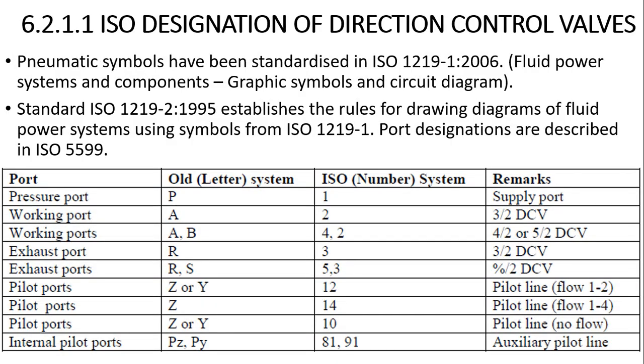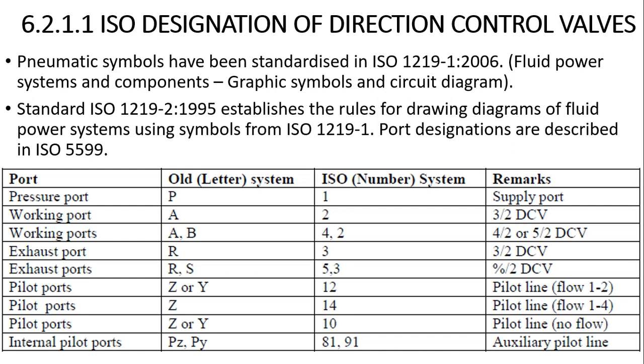Now we spoke about ISO designation, why the ports are labeled and how they are labeled. What are the standard conventions? So here is the basic idea of ISO designation. Pneumatic symbols have been standardized in ISO 1219-1 2006, fluid power systems and components. So these are standardized according to ISO and used worldwide. Wherever ISO is followed, we use the same configuration so that our system can be standardized.